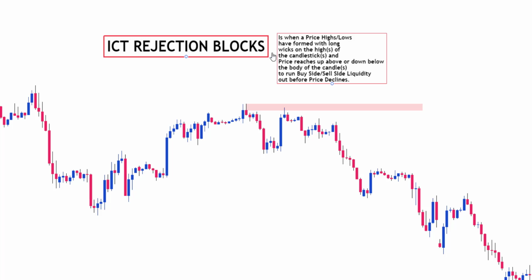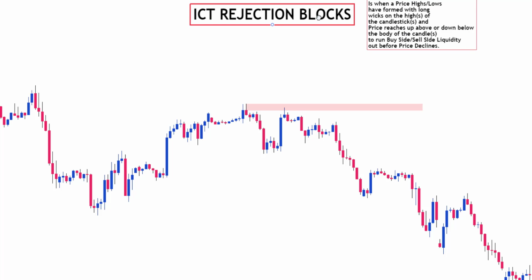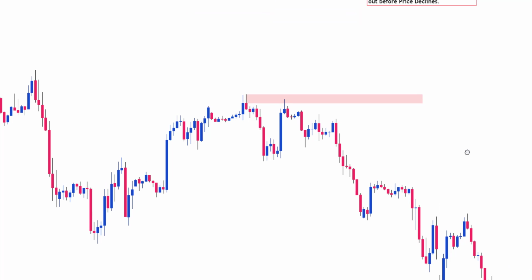ICT rejection blocks is when a price's highs or lows have formed with long wicks on the highs of the candles or the lows of the candles, and price reaches up above or down below the body of the candles to run buy side or sell side liquidity out before price declines. This is pretty much a simple and straightforward definition. All right, now this is what it is saying. I have some delineation of ICT rejection blocks right here.